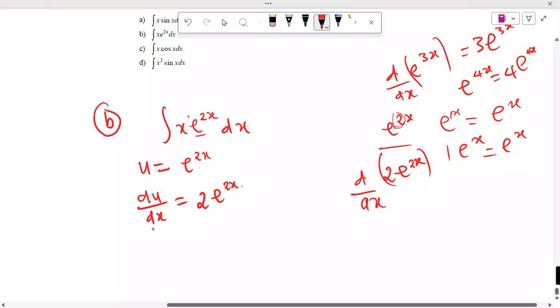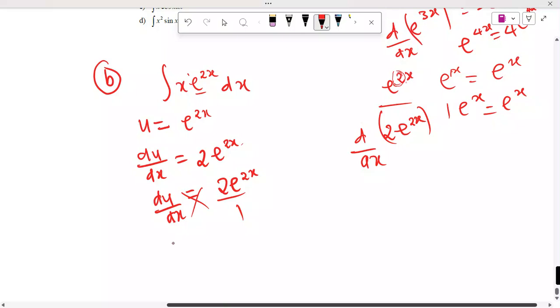So here we want du. Let me write properly. So you have du over dx equal to 2e to the power 2x. Okay, so this is over 1, you know that. Then you can cross multiply, dx multiplied by this, du multiplied by 1. So du is equal to 2e to the power 2x dx. Okay, so we know our du is this.